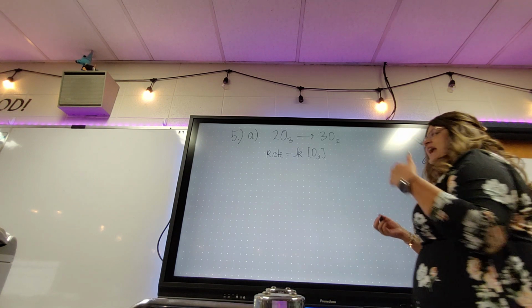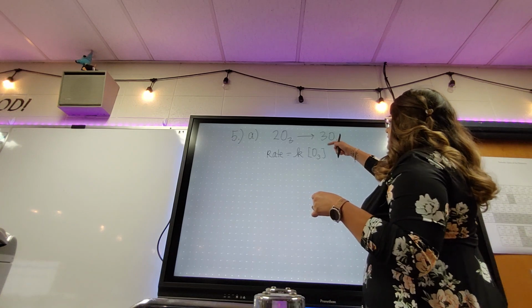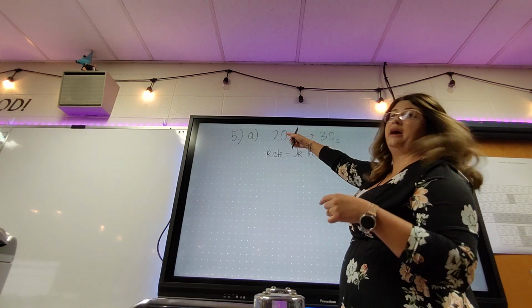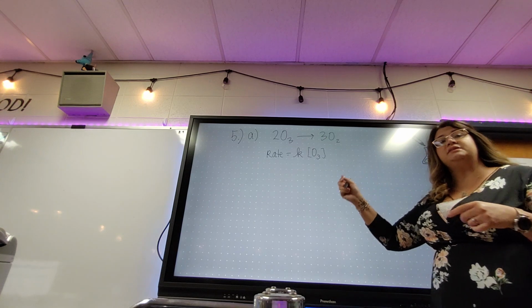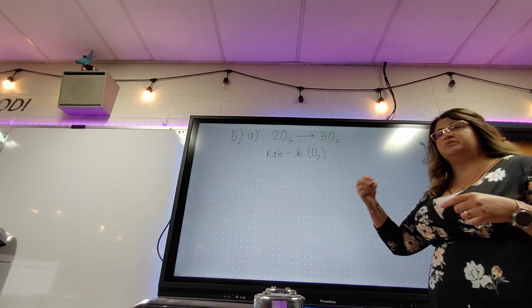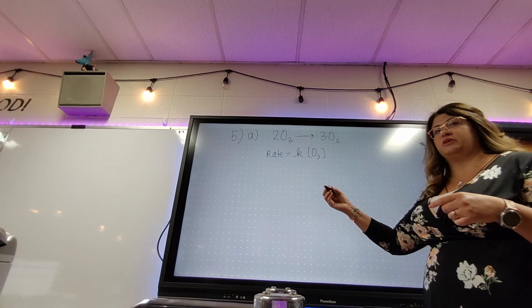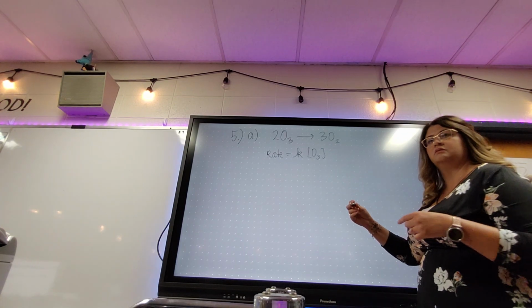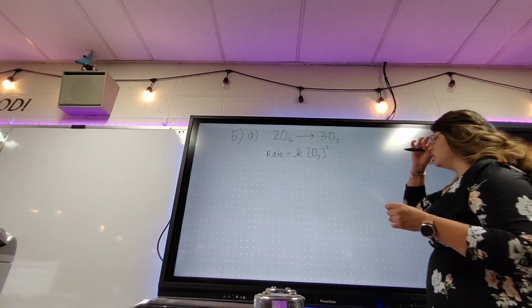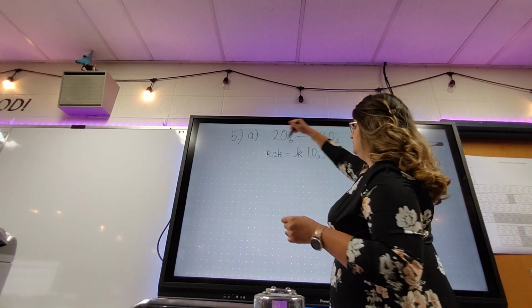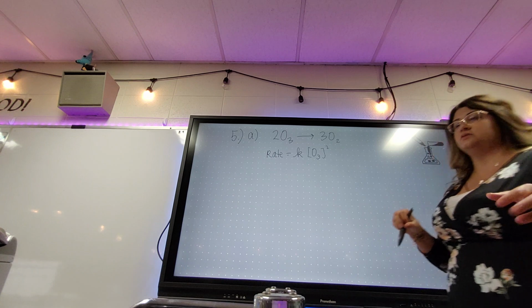But now remember, we cannot find what the exponent is for O3 by looking at the chemical equation. We have to read the words in the problem. So what does it tell you? It says it is something order with respect to O3. What does it tell you that that order is? It's second order. So here, coincidentally, these numbers are the same. That is not always true.